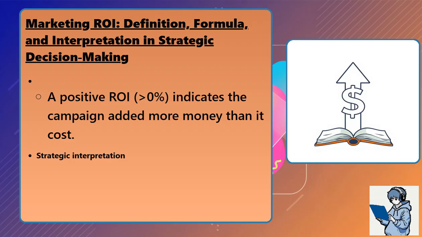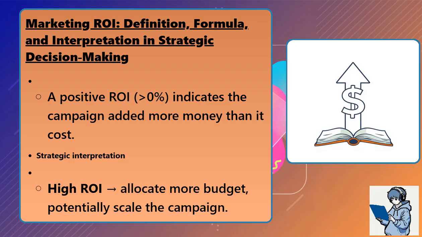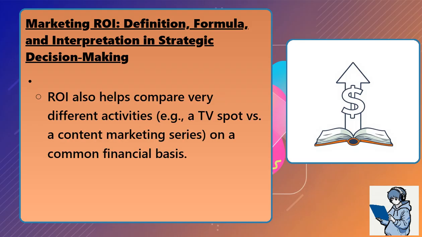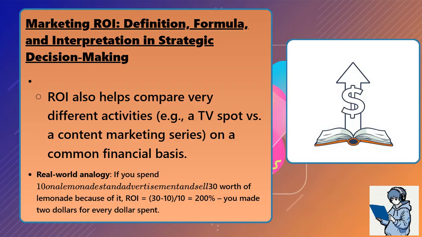A strategic interpretation. High ROI indicates allocate more budget, potentially scale the campaign. Low or negative ROI indicates pause, redesign, or shift spend to higher return channels. ROI also helps compare very different activities, for example, a TV spot versus a content marketing series, on a common financial basis. Real-world analogy: if you spend $10 on a lemonade stand advertisement and sell $30 worth of lemonade because of it, ROI equals (30 minus 10) divided by 10 equals 200%. You made $2 for every dollar spent.